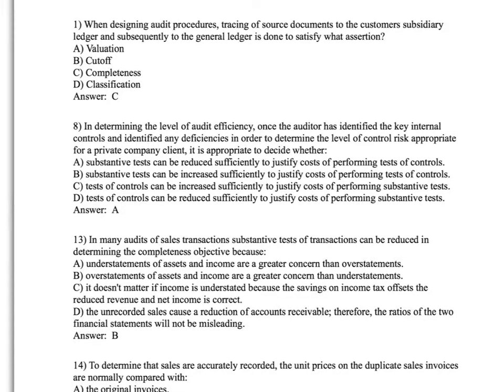Number 8, in determining the level of audit efficiency, once the auditor has identified the key internal controls and identified any deficiencies in order to determine the level of control risk appropriate for a private company client, it is appropriate to decide whether substantive tests can be reduced sufficiently to justify the cost of performing tests of controls. So you've got to get this squared away. Again, if you are going to perform a test of controls, that costs a lot of money to do. Can you reduce your amount of substantive audit testing?